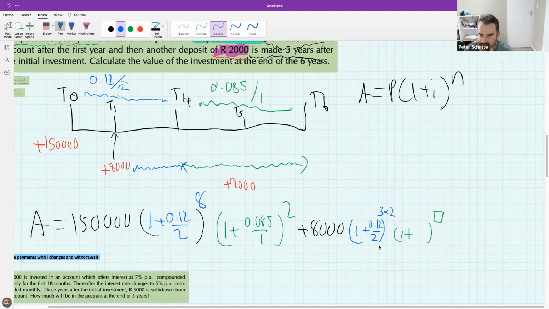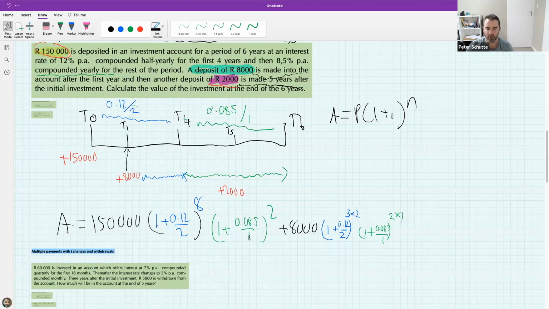Oh, fantastic, Tando. I'm so glad that you figured it out. That's even better when you figure it out yourself, because then you know, actually, I've got this. Now, this part over here is going to be 6. This next part is going to be 0.085 over 1. What is going to be in the green part here? How long is this going to grow for? It's just going to be 2. You can say 2 times 1 if you like, but it's essentially just 2.